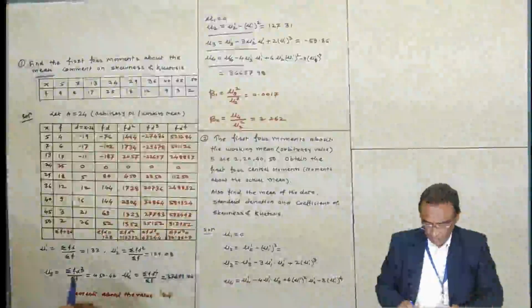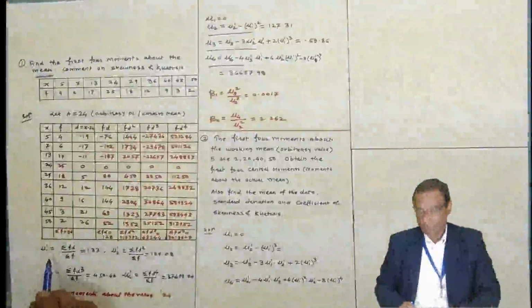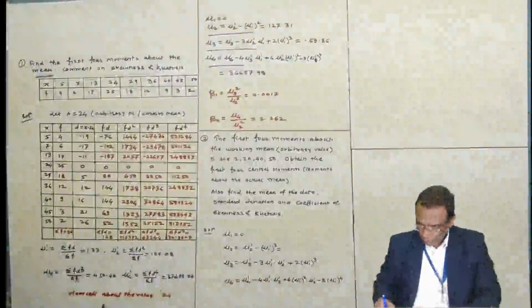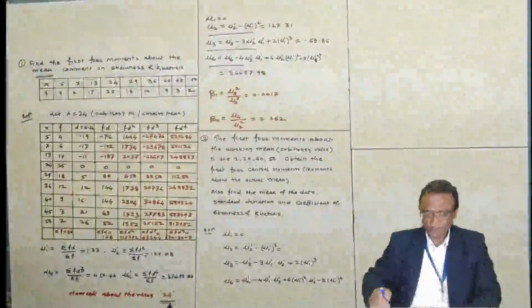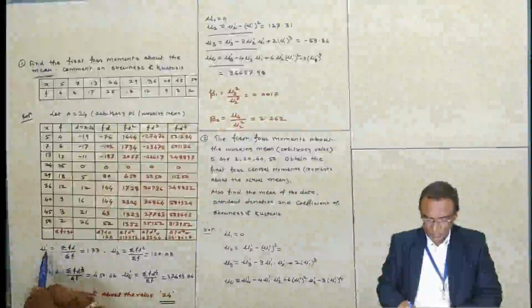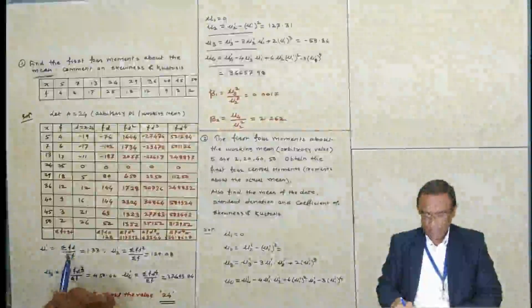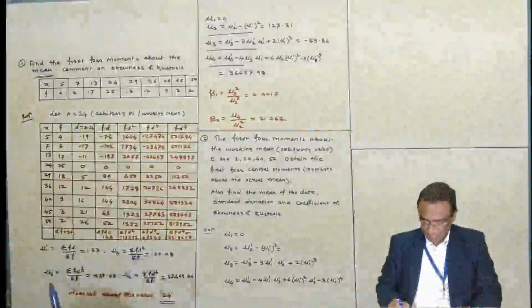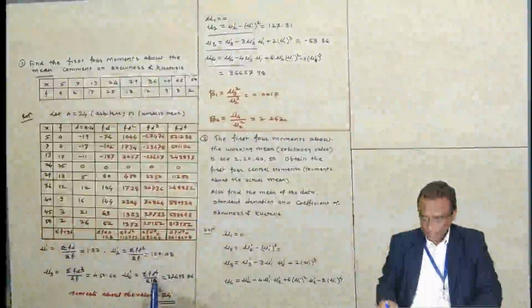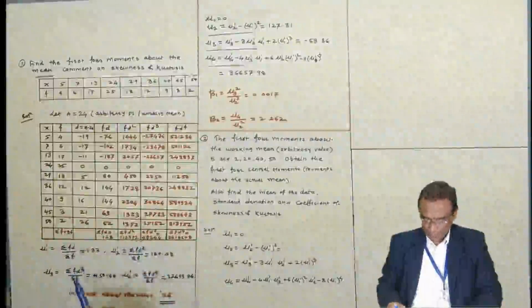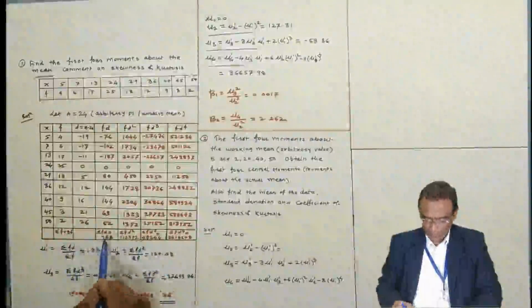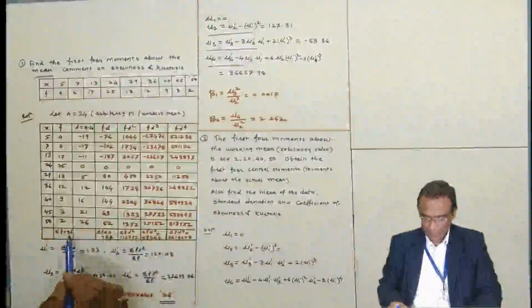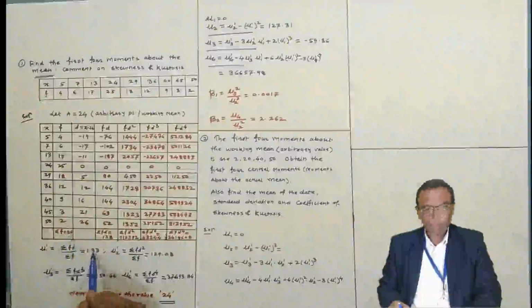Now these are the formulae for moments about the value 24. So mu1 dash is summation fd by summation f. Summation f is capital F, mu2 dash is this, mu3 dash is this, mu4 dash is this. Just putting those values here. Summation fd 128 by summation f is 96. 128 by 96 is this.